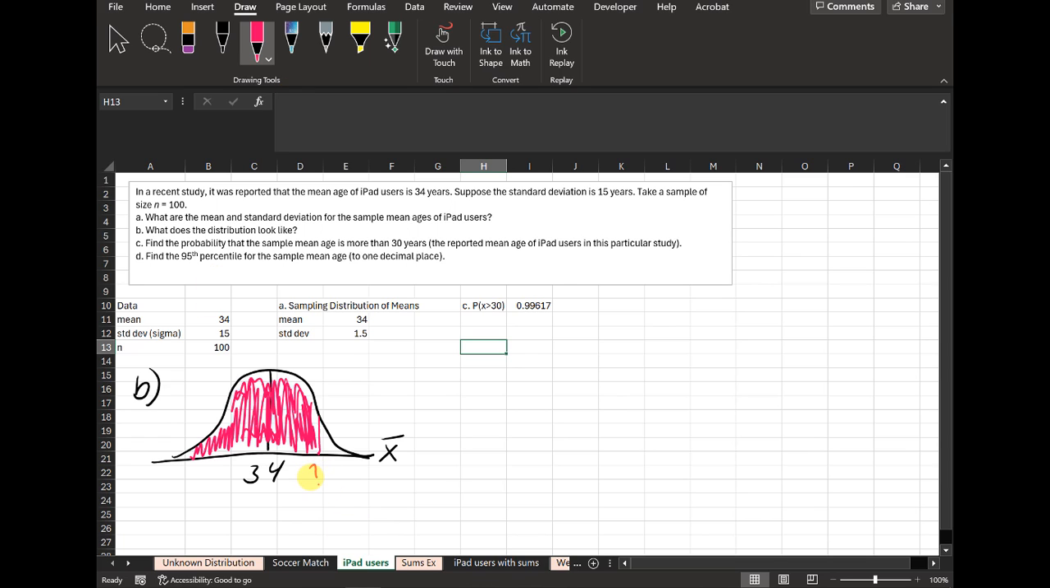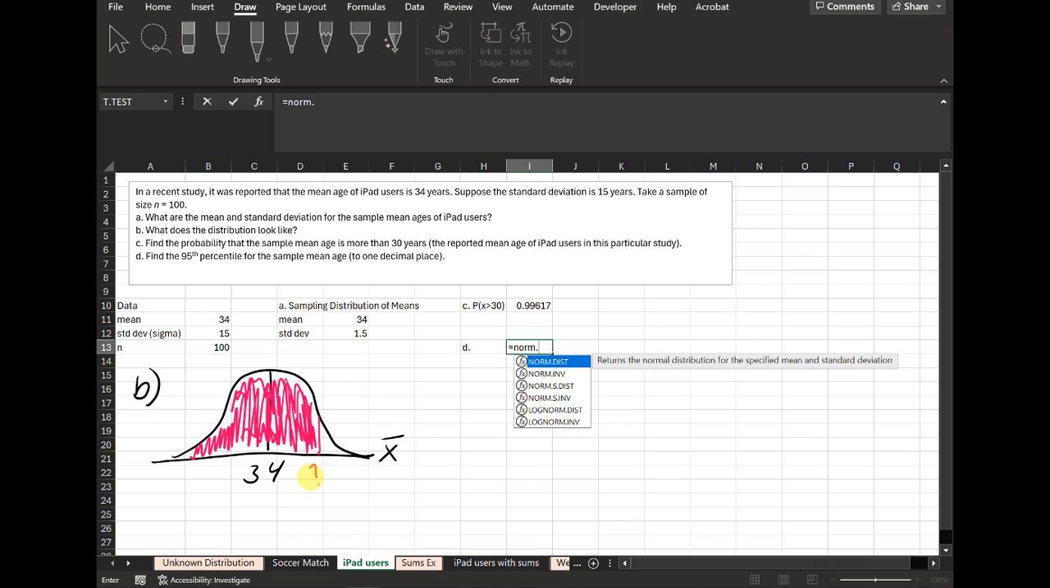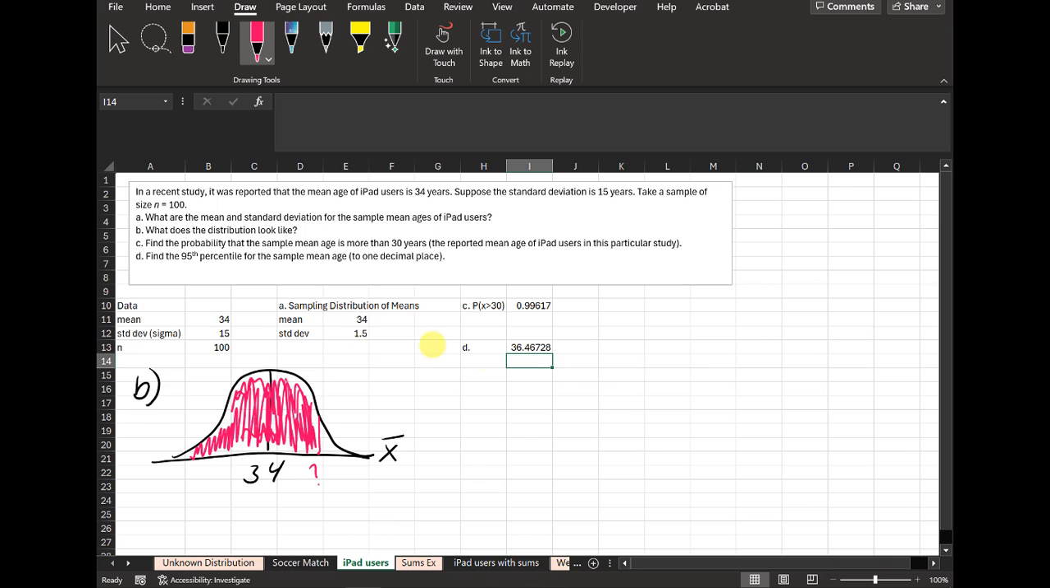So to do that, you're going to use your norm.inverse function. So in this case, I'll just write D here. So I'll call this norm.inverse. Okay, so now the probability is 0.95, but I'm still using this mean and this standard deviation. And I get that this comes out to 36.46728, and then we can round that as appropriate.